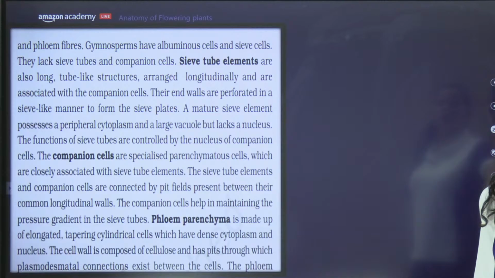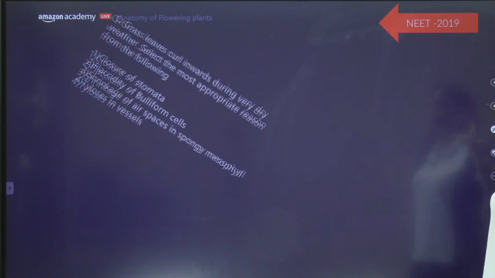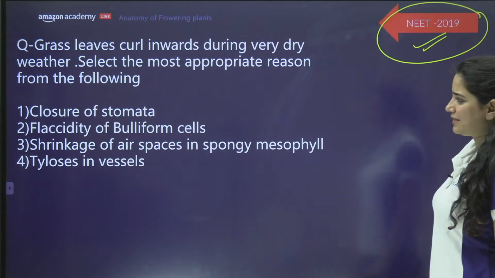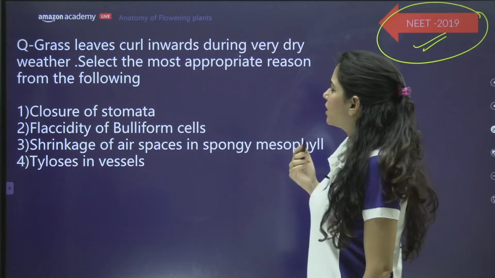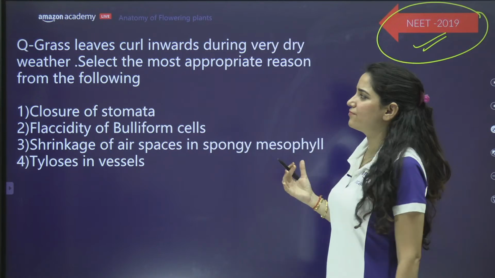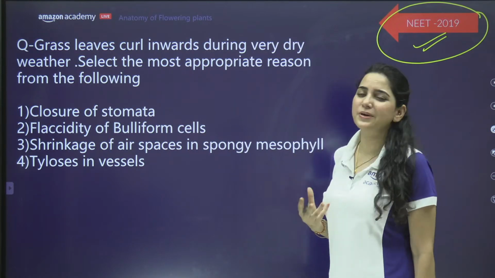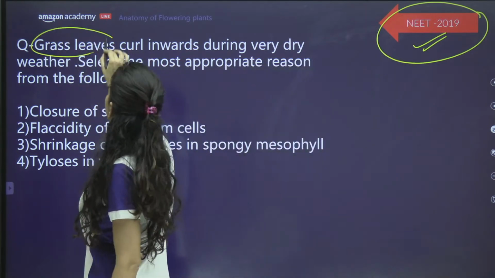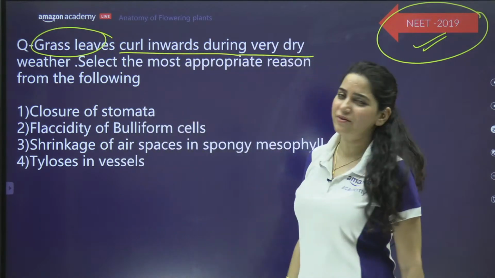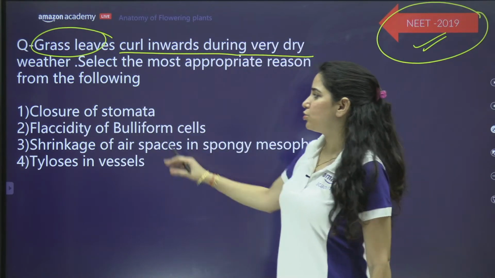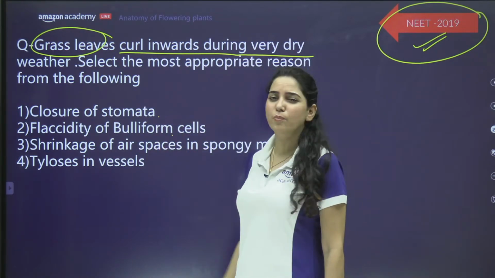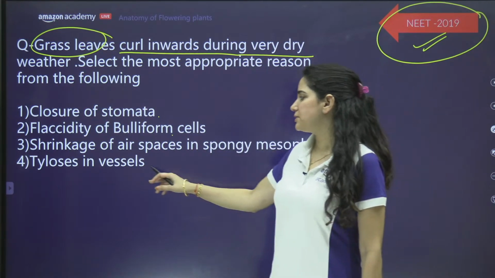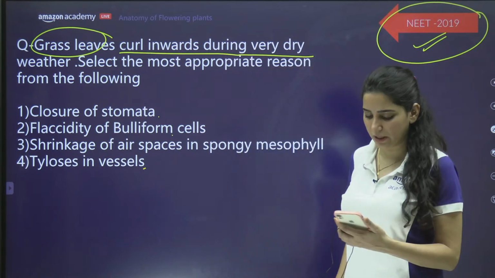Okay, moving on to the next question, which is again a 2019 question. Please pay close attention. Question says, grass leaf curl inwards during very dry weather. Select the most appropriate reason from the following. What is the reason that the grass leaves will curl inwards during very dry weather? What is the reason behind it? Is it due to the closure of stomata? Is it due to the flexibility of bulliform cells? Is it due to shrinkage of spongy mesophyll, or is this due to the tracheids or vessels? What do you think?